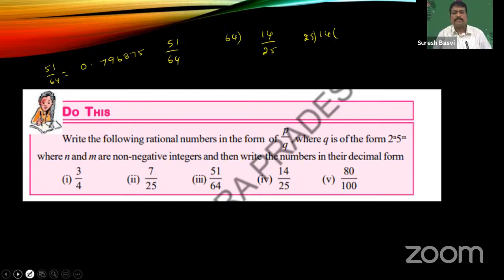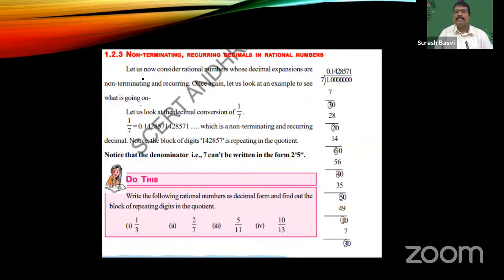Right? Next, see this non-terminating recurring decimals in rational numbers.